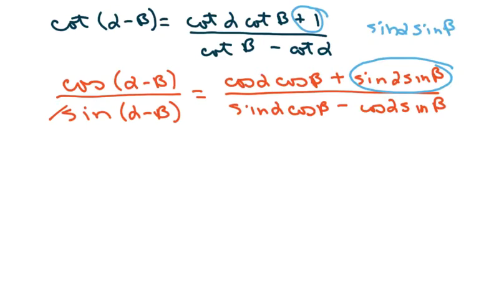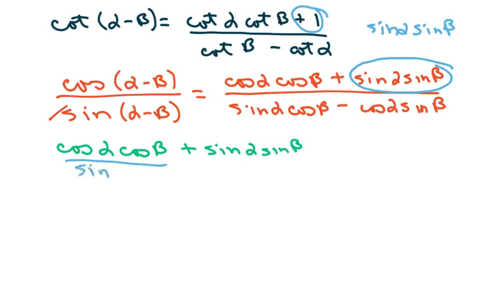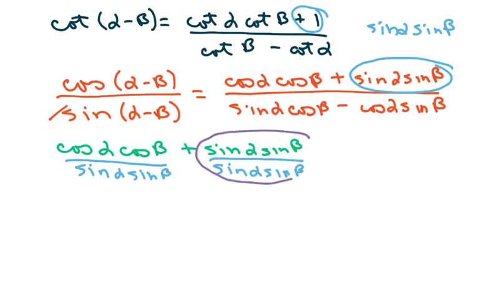So I'm going to take my numerator, cosine of alpha cosine of beta plus sine of alpha sine of beta, and I'm going to divide everything by sine of alpha sine of beta. Same thing here, sine of alpha sine of beta. Now I did that because I want to get a 1. So right here, this equals 1.